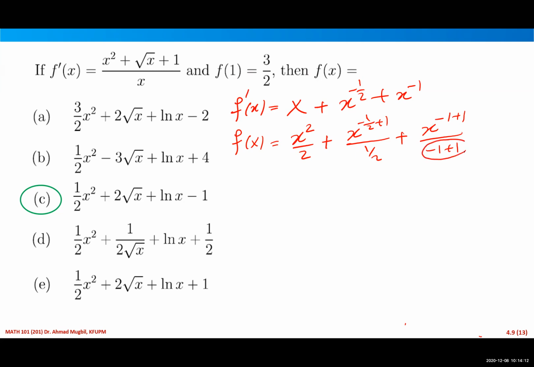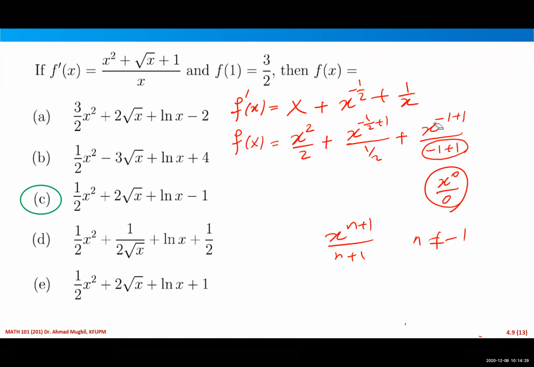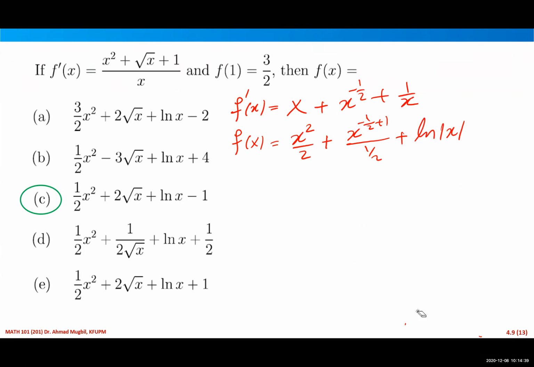This will be 0, so you will have x to the power 0 over 0. It is undefined. We said that for the power rule, the antiderivative, when you add 1 over this, n cannot be negative 1. So in this case, don't write this as x to the power negative 1. Write it as 1 over x to avoid this mistake. It is not a power function here. It will be ln the absolute value of x plus c. Thank you, Abdullah.